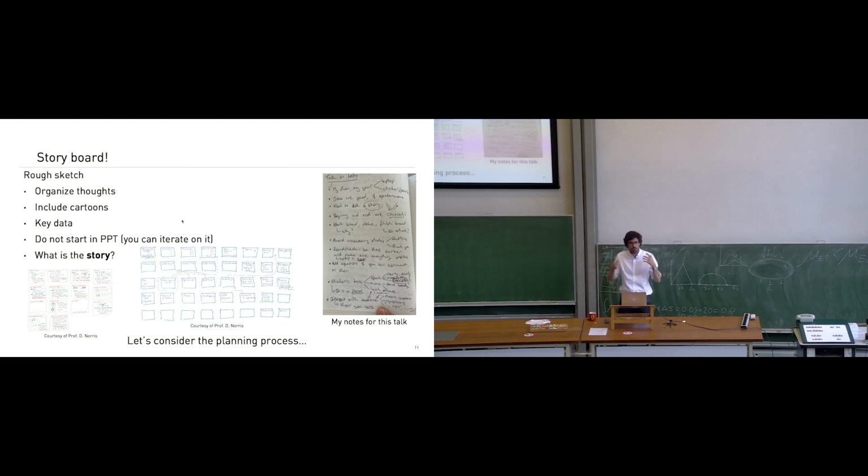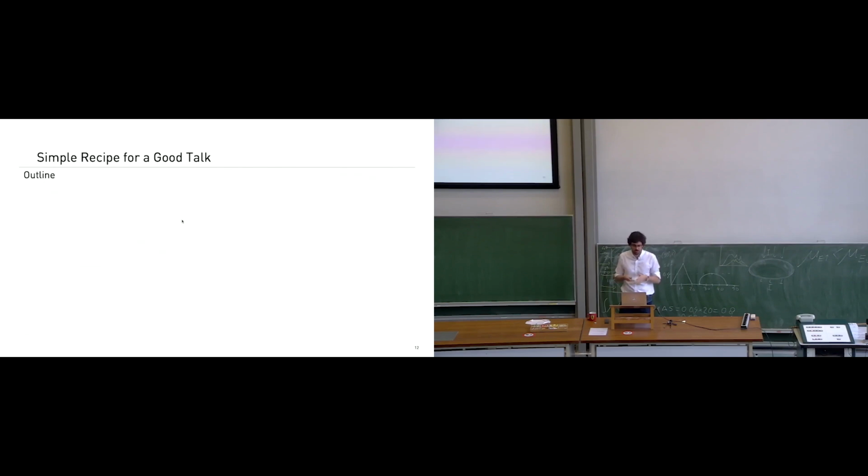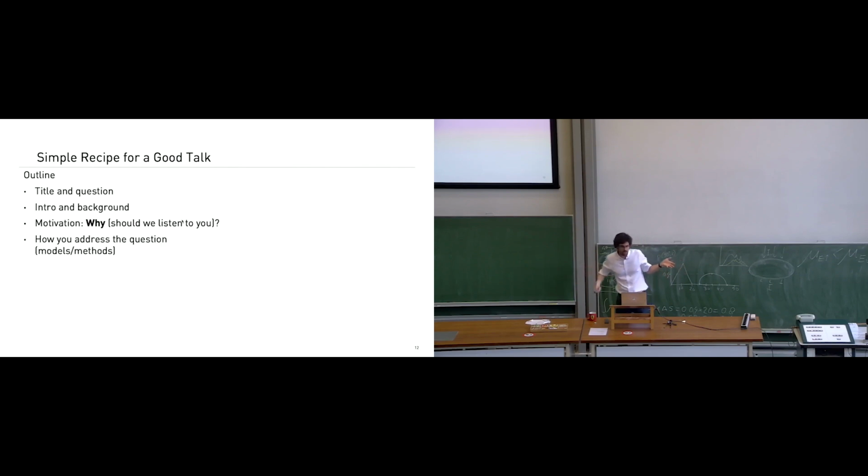So, one way, a simple recipe to do this, one outline, is you have a title and a question. Okay. Introduction and background. You want to basically start broad and then zoom in more and more into the main research question. Why is this relevant? If it's not relevant, again, why should I be here? How you address the question, the wow slide, this is the main result, further implications and conclusions. Yes?